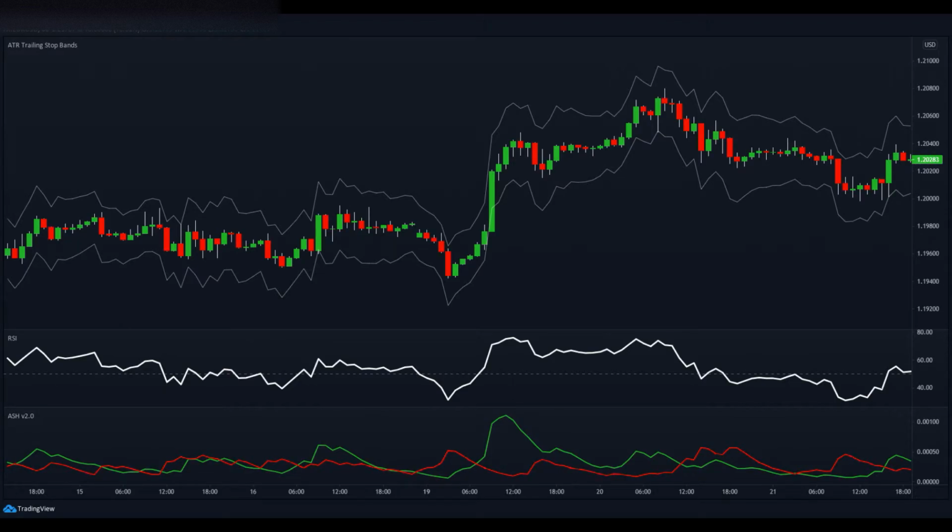Here we will also apply the one candle rule, meaning if ASH gave a signal, but RSI did not, we will give the RSI one candle to give a signal. If it did not, we will skip the trade. I will show you why later in the video.